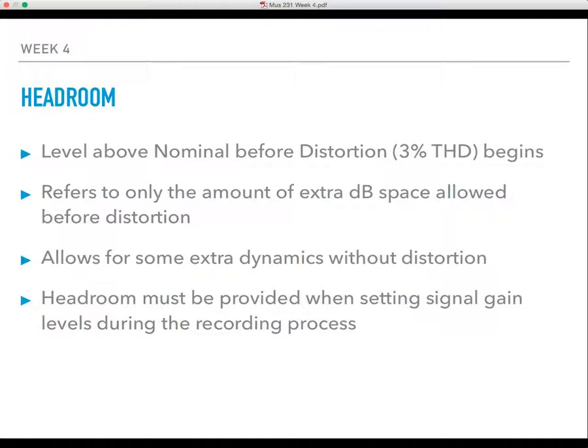And that's why it talks about the extra dynamics without distortion. Headroom must be provided when setting signal levels during the recording process. I'll tell you this is how recording works, okay? When you're in there recording, I got a drum set going. I got my nominal levels rocking, okay? Someone's playing the drums, all right? But so far, we've only kind of tested it out. Now all of a sudden, he's playing the real music. What does he do? He gets more excited. He starts hitting harder. The dynamic variance just changed from the mic check to the actual performance.